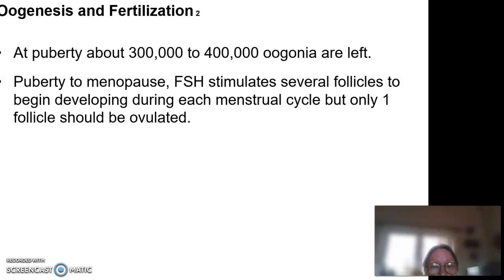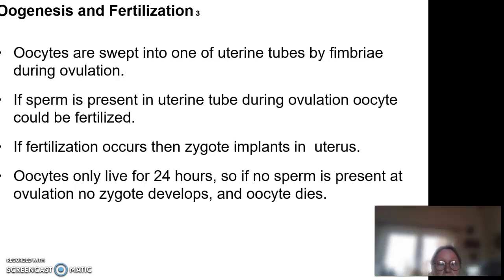Oogenesis and fertilization. At puberty, about 300,000 to 400,000 oogonia are left. From puberty to menopause, FSH stimulates several follicles to begin developing during each menstrual cycle, but only one follicle should be ovulated. But there are such things as twins, too. Oocytes are swept into one of the uterine tubes by the fimbriae, which are kind of like the tails in the males. These are just things that move things along.